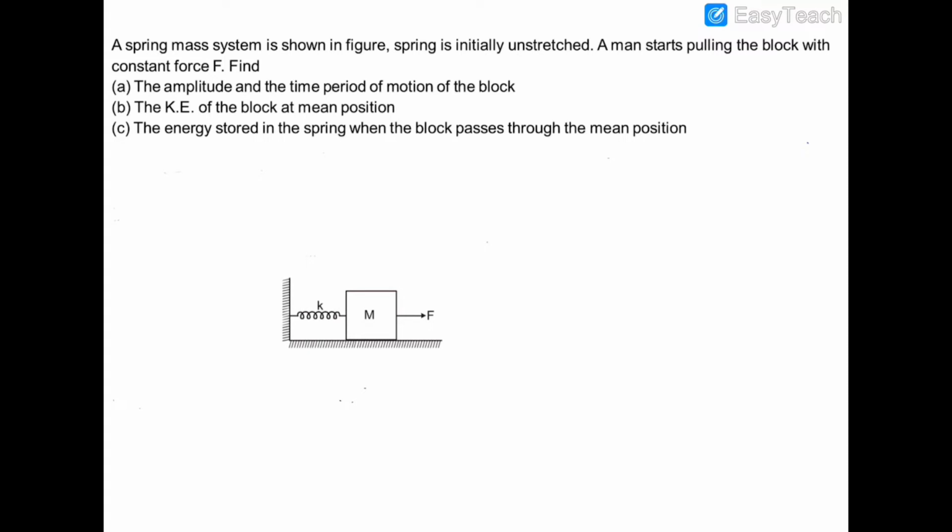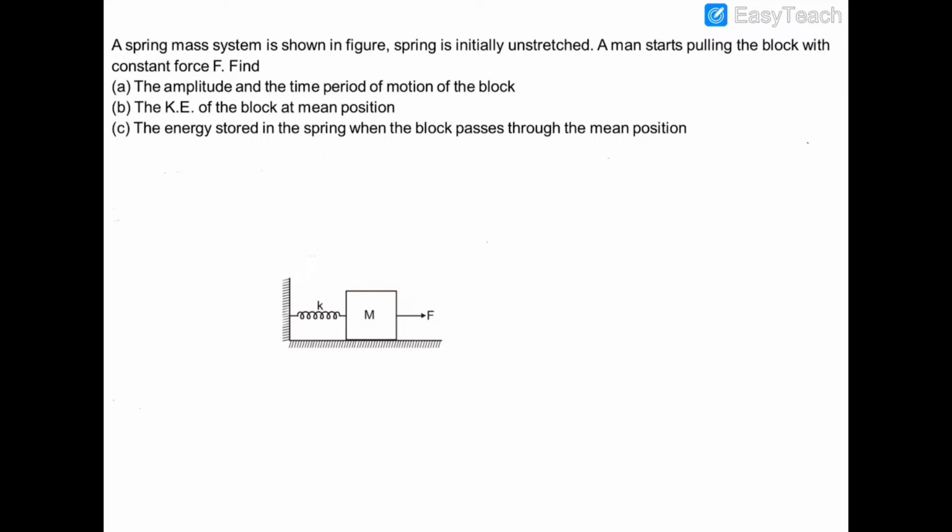Hello guys, in this video we will be discussing the basic spring block problems which are of level 1, starting with this first question. In this question there is a spring which is loaded with a mass m and the system is lying in the horizontal plane. There is no friction anywhere and this mass is being pulled by a constant force F.